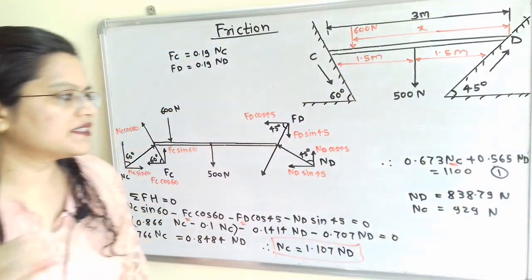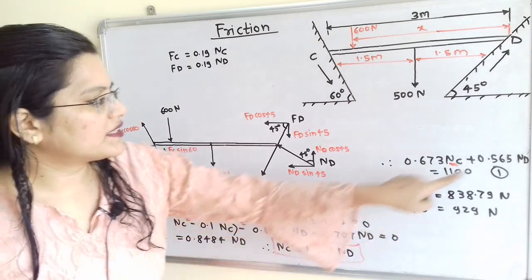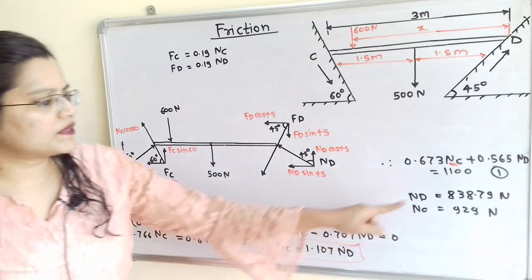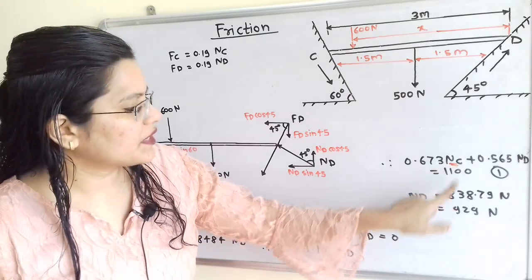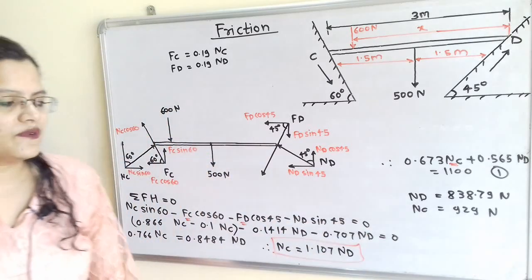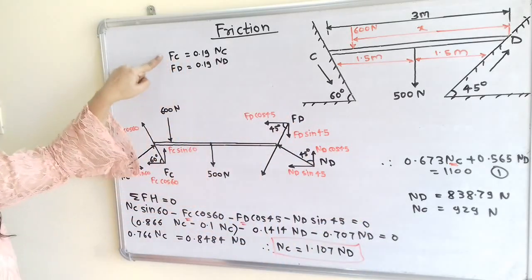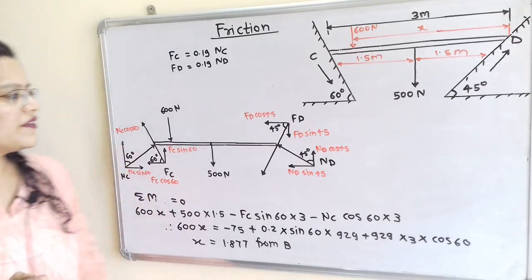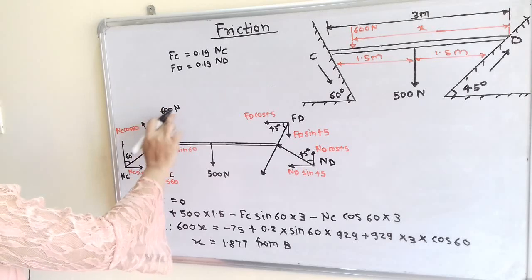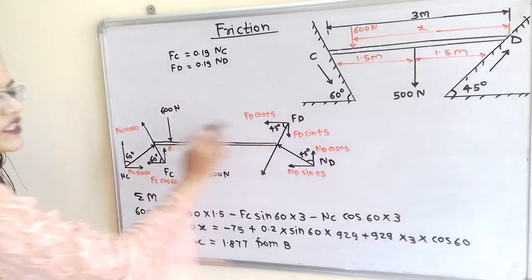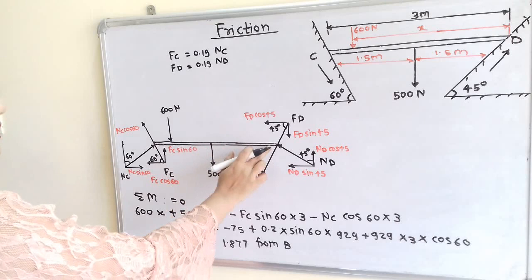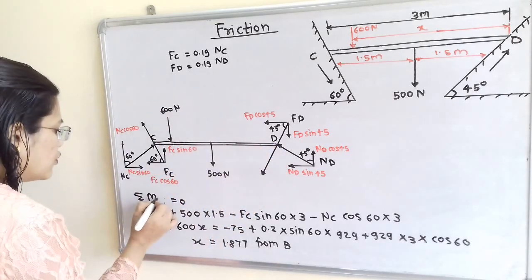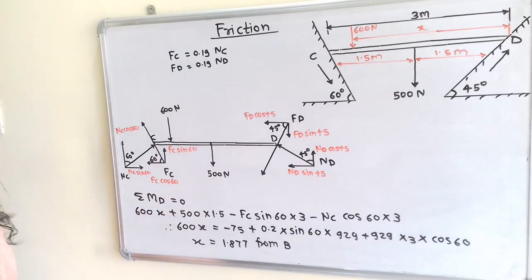So when we replace this NC in terms of ND, then we will get the value of ND as 838.79 Newton, and from this ND we can calculate NC, that is 929 Newton. So now from these two values we can calculate FC as well as FD. We have to find out the value of X, that is the distance of the 600 Newton load from this point D. So we will take moment of all forces about this point D, summation of M about D is equal to 0.